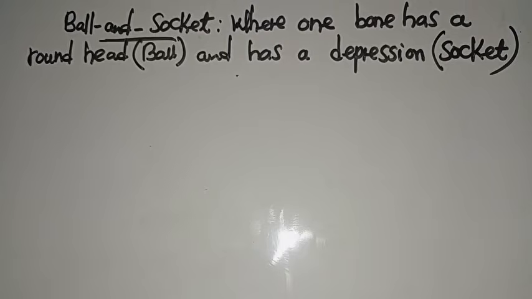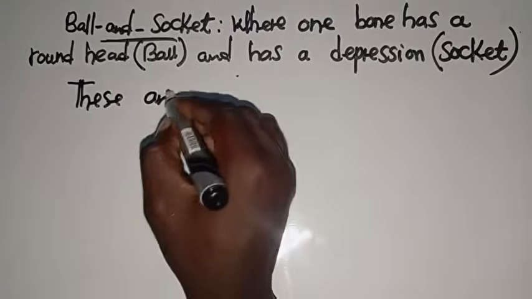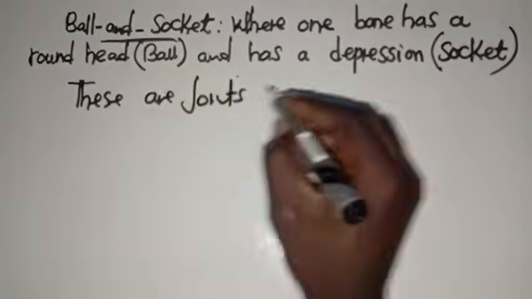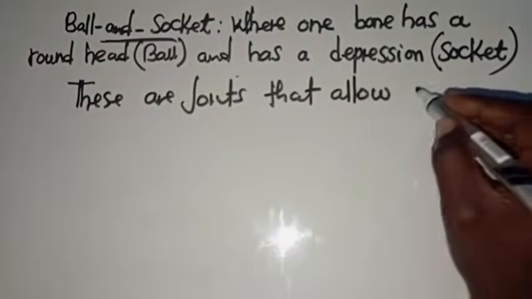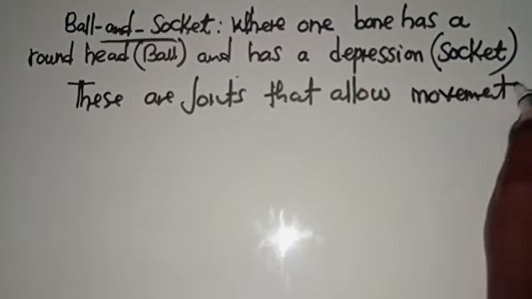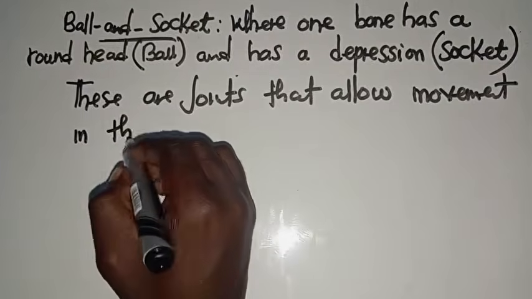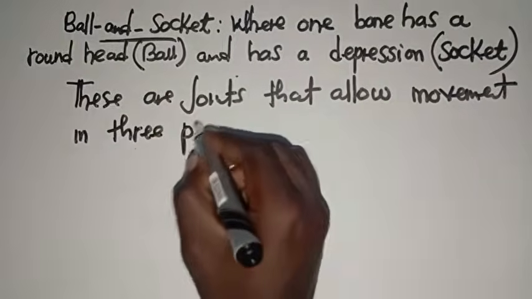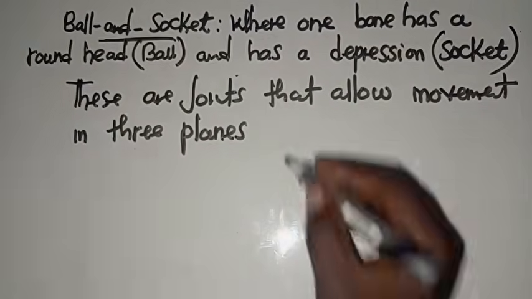So you discover that there are joints that allow movement in 3 planes. So these ones, you discover that these are joints that do what? They are going to allow movement. So these ones allow movement in 3 planes. So they allow movement in 3 what? In 3 planes.